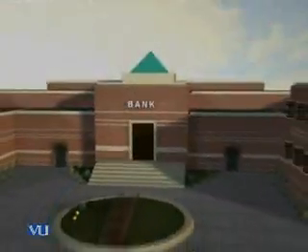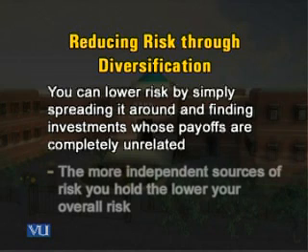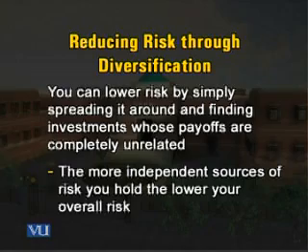In spreading the risk, we are trying to dilute the risk by investing in more than one particular share investment. So here you can lower risk by simply spreading it around and finding investments whose payoffs are completely unrelated. The more independent sources of risk you hold, the lower your overall risk. Here we are saying that we do not try to find those investment opportunities whose risk goes in the opposite direction.